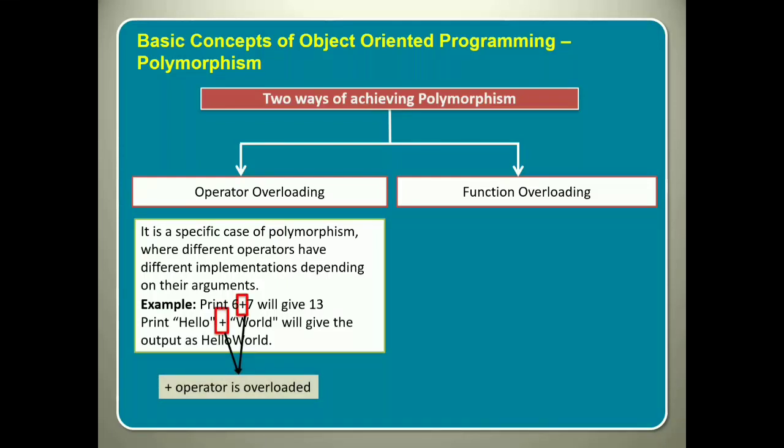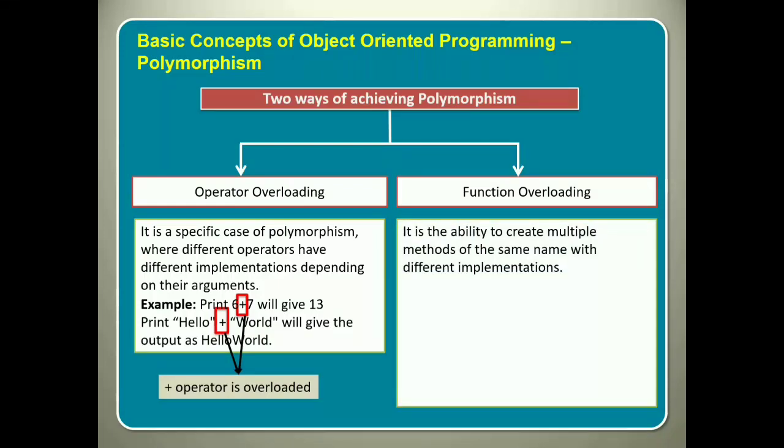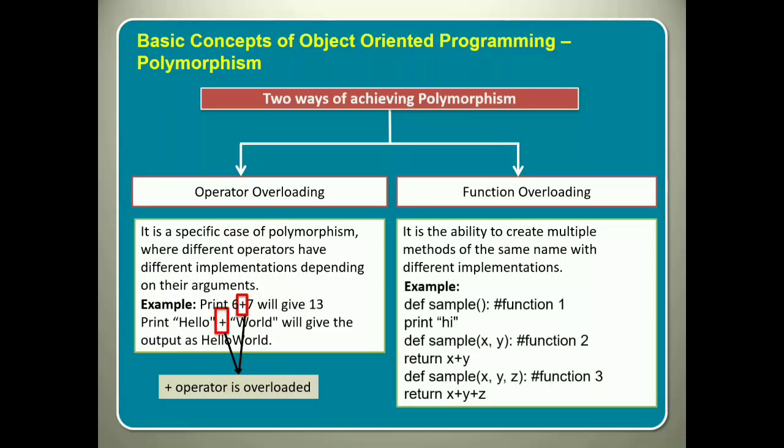Function overloading is the ability to create multiple methods of the same name with different implementations. In function overloading, the function called will depend on the argument list, that is, data types and number of arguments. In this example, the function sample is overloaded. As you notice, we have three functions having the same function name sample. However, each function has different argument list. The function sample is called depending on the arguments.